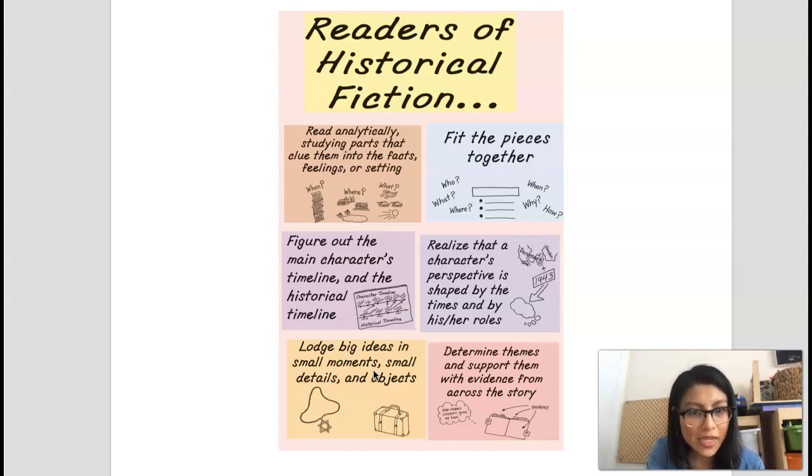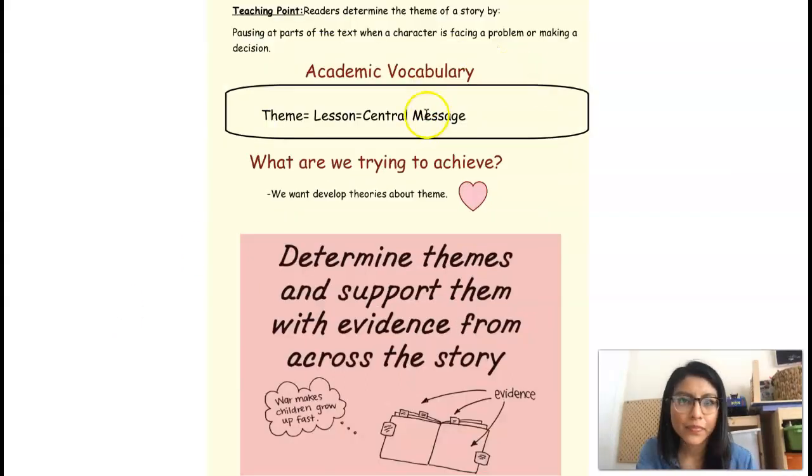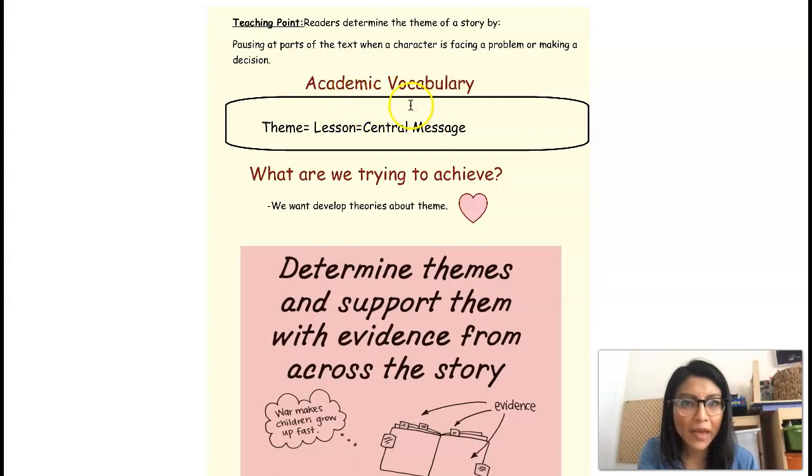Today we are going to continue on and determine themes and support them with evidence from across the text. Our teaching point is readers determine the theme of a story by pausing at parts of the text when a character is facing a problem or making a decision. Our academic vocabulary is theme. We know that this word can also be heard as lesson and central message. These are other two words that mean the same thing.